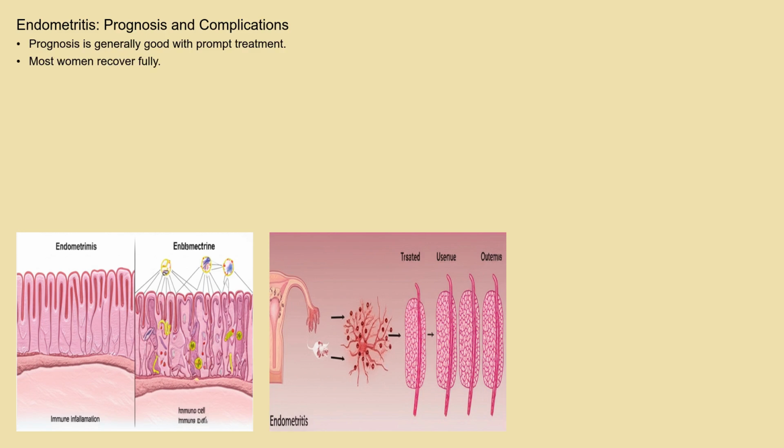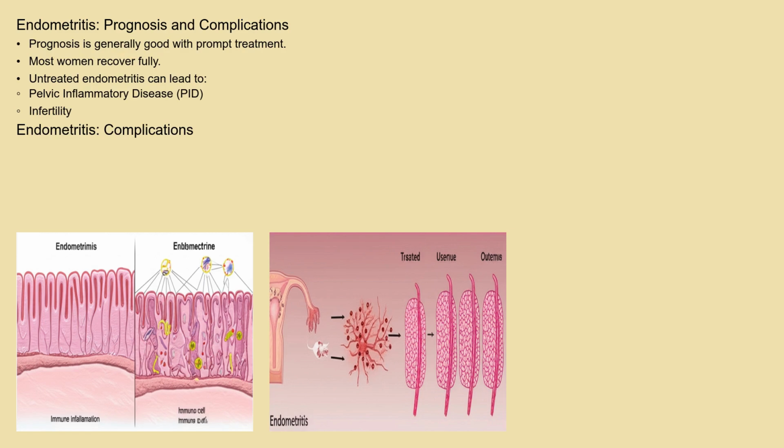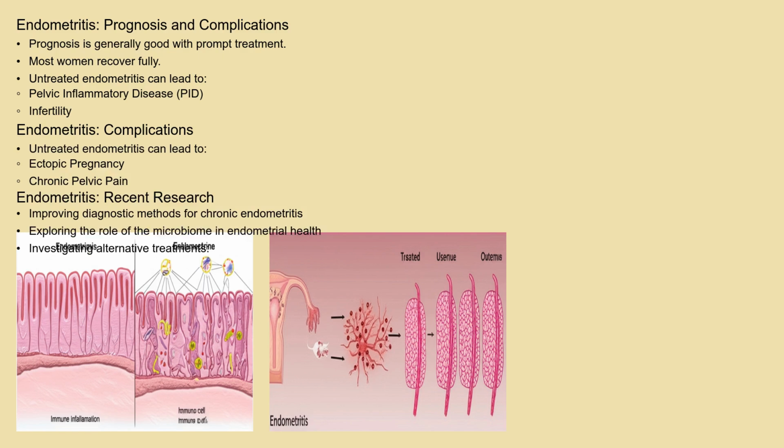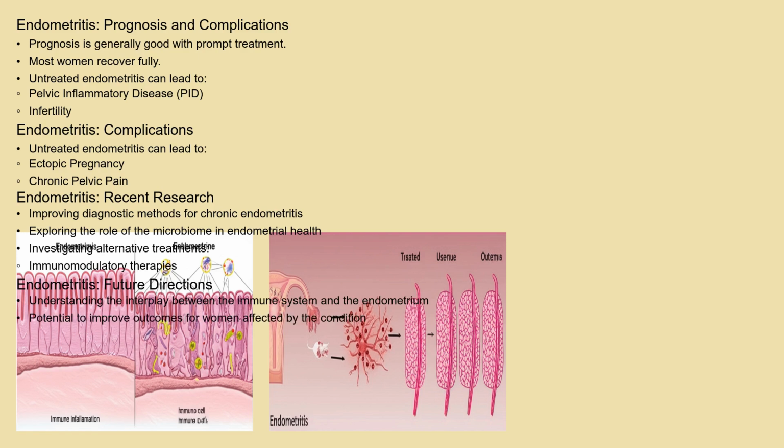The prognosis for endometritis is generally good with prompt and appropriate treatment. Most women recover fully without long-term complications. However, untreated endometritis can lead to more severe issues, such as pelvic inflammatory disease, PID, infertility, ectopic pregnancy, and chronic pelvic pain. Recent research focuses on improving diagnostic methods for chronic endometritis, exploring the role of the microbiome in endometrial health, and investigating alternative treatment options, such as immunomodulatory therapies, for cases that are resistant to antibiotics. Understanding the complex interplay between the immune system and the endometrium is a growing area of research with the potential to improve outcomes for women affected by this condition.